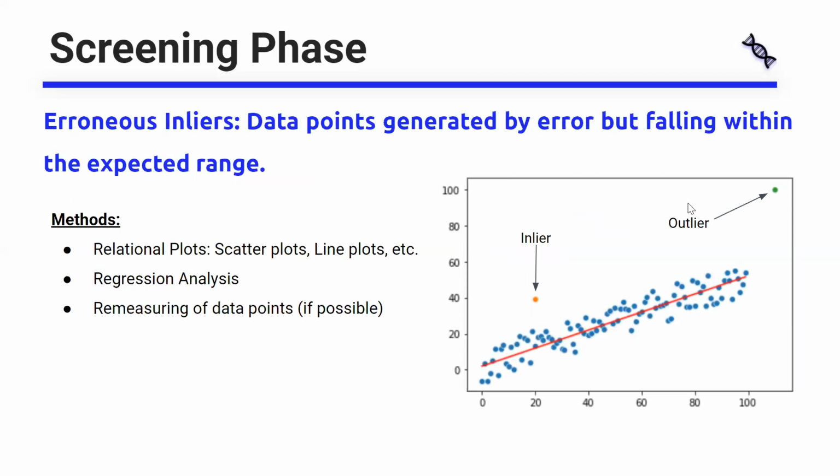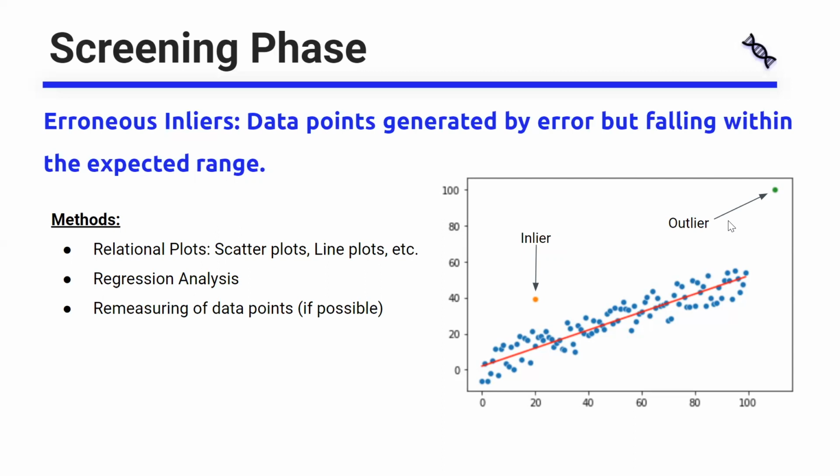One thing to note here is that there are also erroneous inliers. These are data points that are generated by error, but they fall within the expected range of our data. So you can see in the image on the right there, the orange data point is an erroneous inlier. It's within the expected range of X and Y, but it's still not right and shouldn't be there, and could mess up your analysis. And in green there, we have an outlier. This falls outside of the range of X and Y of most of our data points.